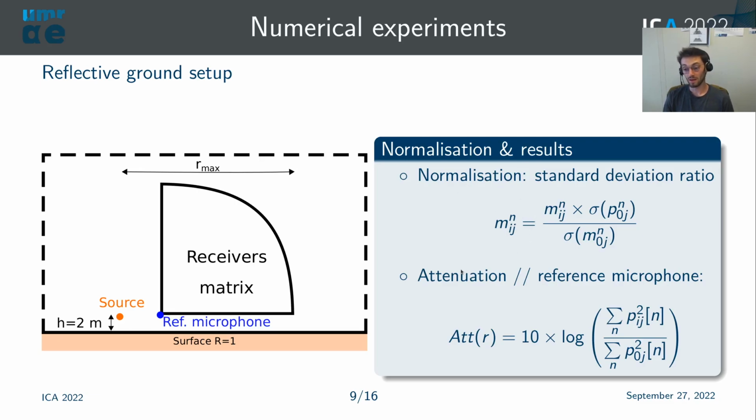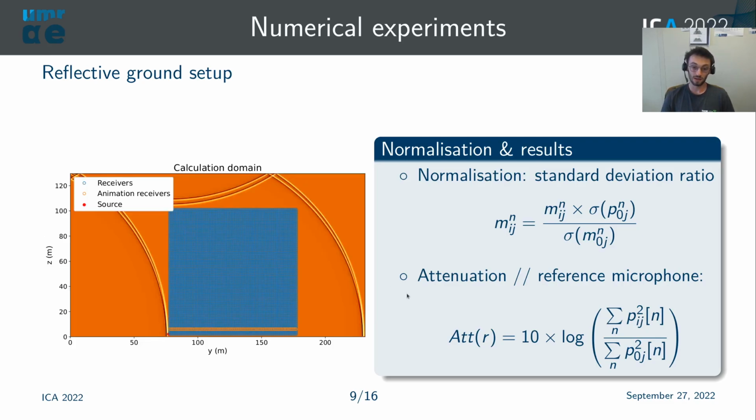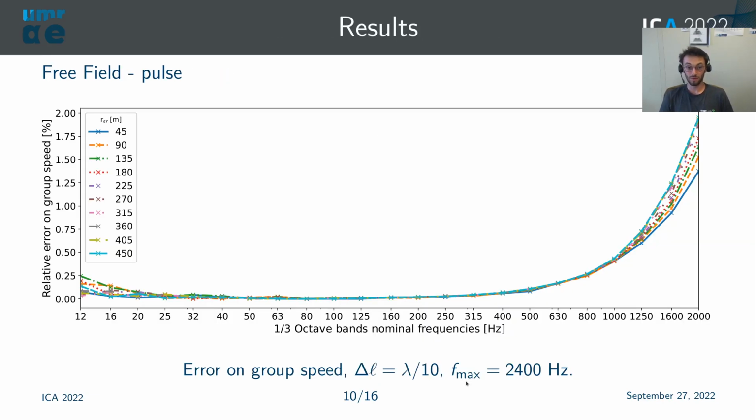Then the main physical quantity we want to evaluate, because it's really meaningful in our domain, is the attenuation compared to the reference microphone. The reference microphone we placed is the first one here, and this is how we compute it with the microphone considered and the first microphone of the line. Then you can see here the last simulation time step. This is the result for the free field.